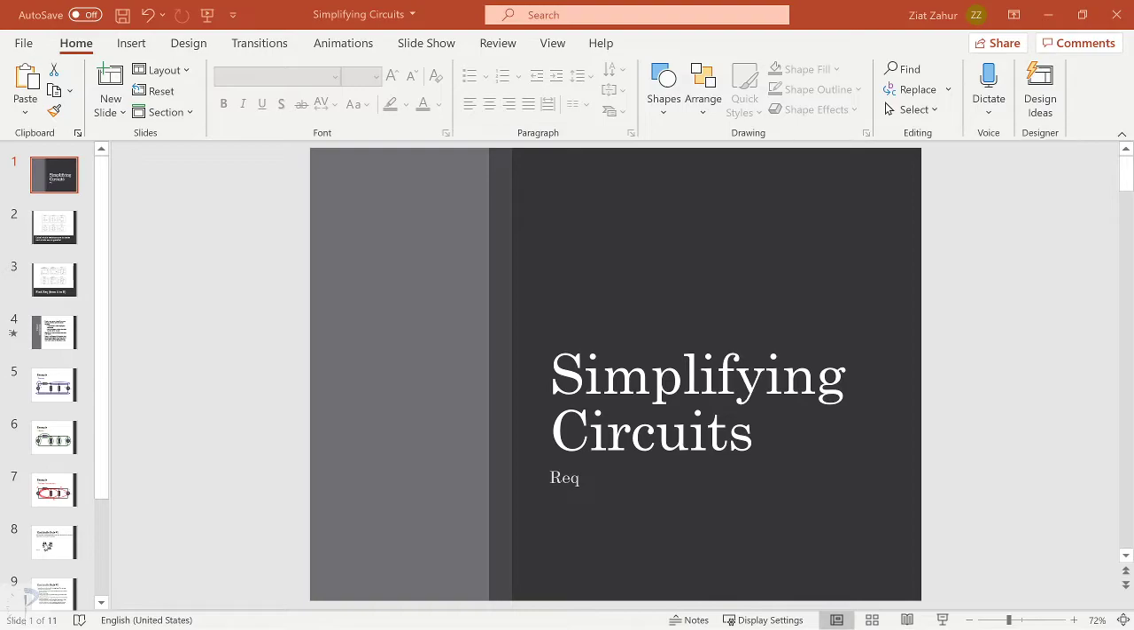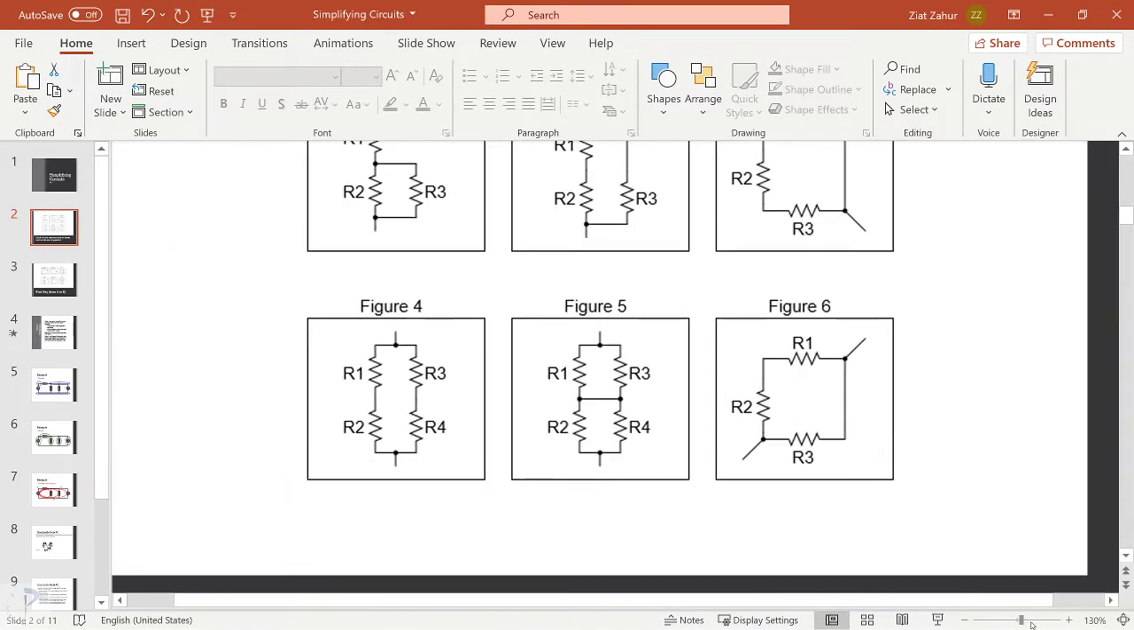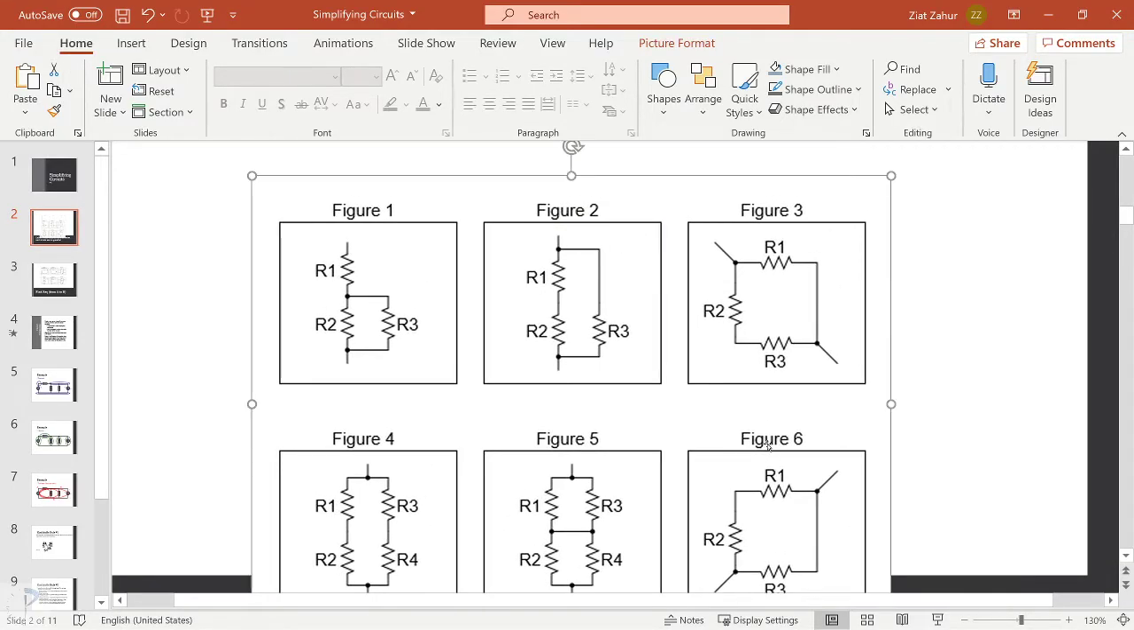Let's see. Okay. So here we are. We'll do it one at a time. So this is, let's do just number one. Here we go. Figure one, we're doing figure one right now on ClassFlow. And what you want to do is type the Req equation based on which resistors are in series with each other and which ones are parallel with each other.